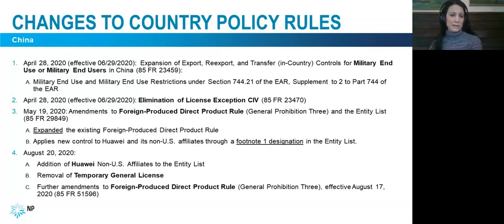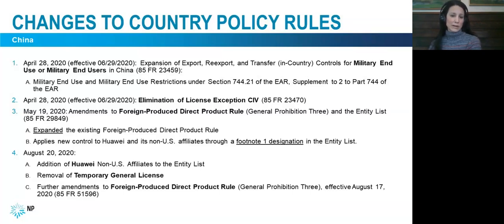The next change was BIS eliminated license exception CIV, which was a very nice license exception. We really liked that one for China. It was simple. You had to basically say it was a civilian end use, not that much due diligence. There was not really that much of an inquiry from BIS either, but it was almost too easy, right, for China. So that's gone.